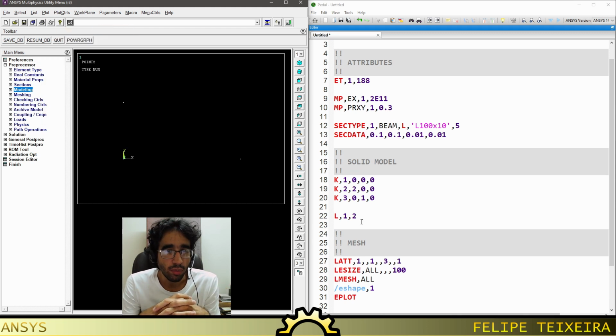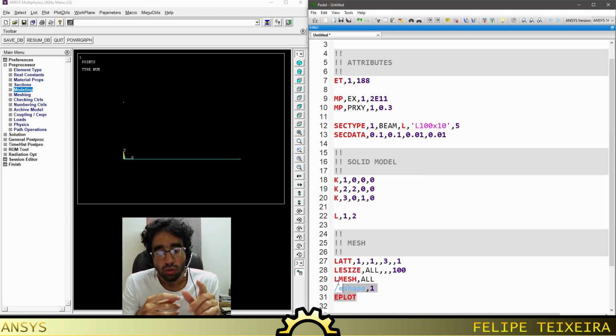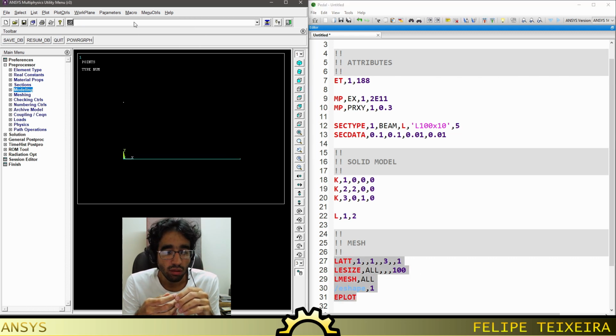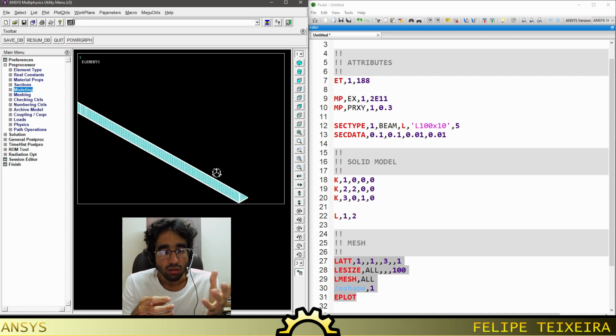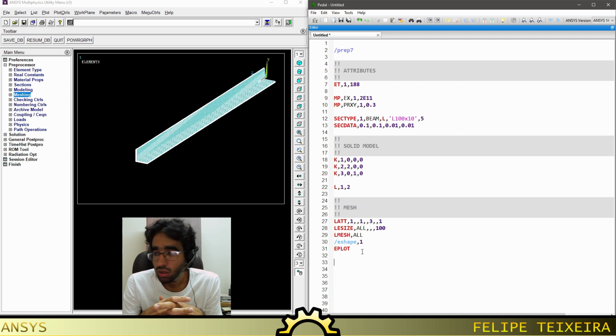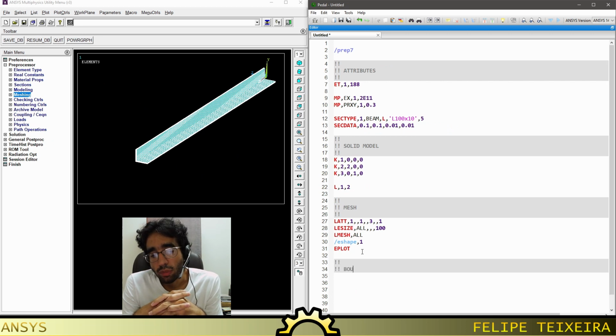Then I'm going to display the elements using the 3D shape by turning on the cross-section display. This is done using the /ESHAPE command, and then I use EPLOT, which plots elements, to show the elements in their 3D shape on the screen. So now that the mesh has been created, I'm going to move on to the boundary conditions.